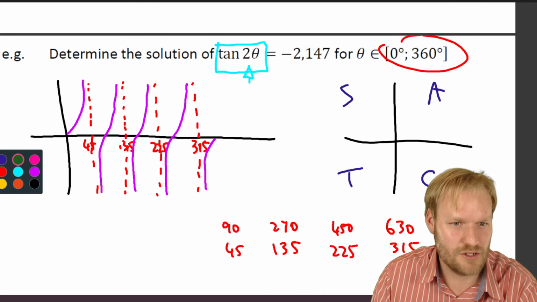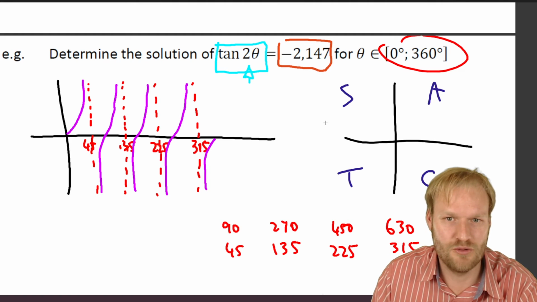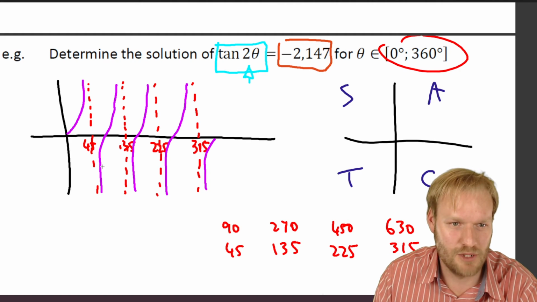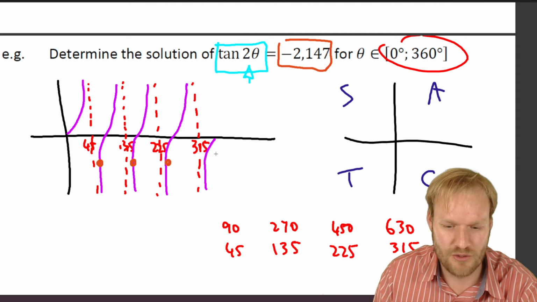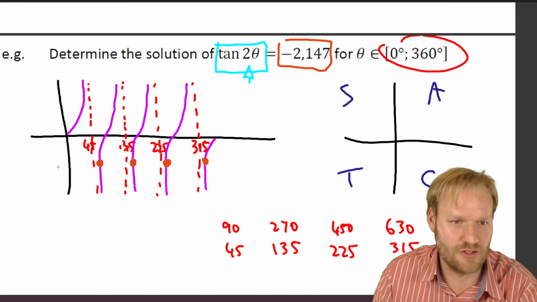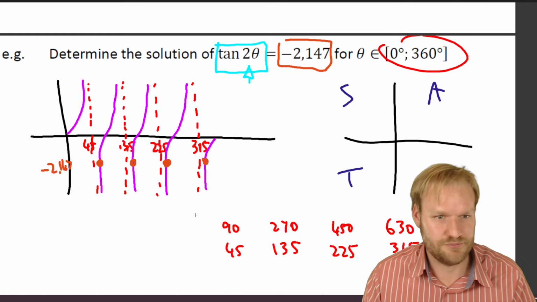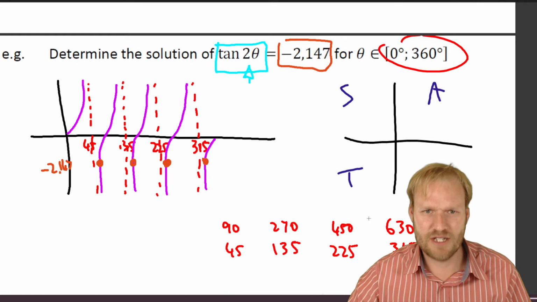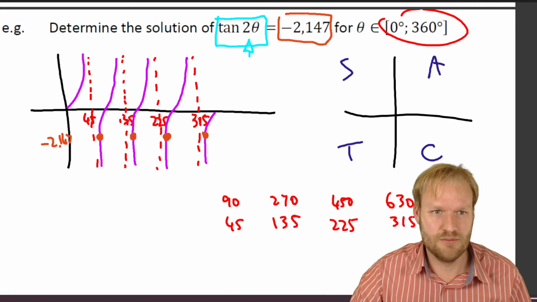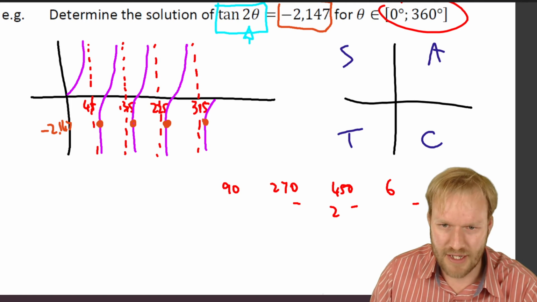Well, this value of negative 2,147 is, let's say it's down here somewhere. 1, 2, 3, 4. Looks like there'll be 4 places where it's going to be negative 2,147. So let's use our same thinking that we used before. And this is going to expand and take our thinking nicely. So let's go for it.